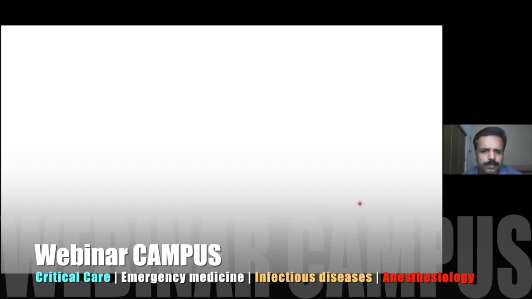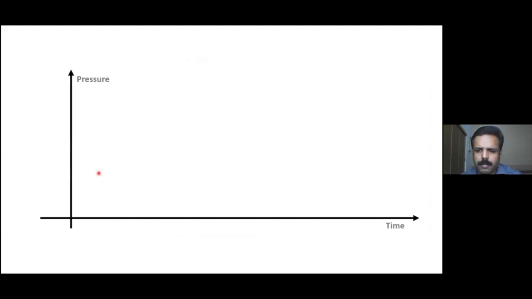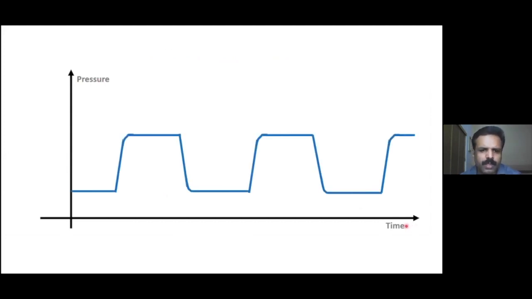Now we will see what are the different parameters we are adjusting in a non-invasive ventilator. So we are plotting pressure against time. This is the usual time-pressure scalar. So here we have the basic pressure. Here, the pressure remaining inside the circuit is called EPAP. In a normal ventilator, we call it PEEP. So PEEP and EPAP are both the same.